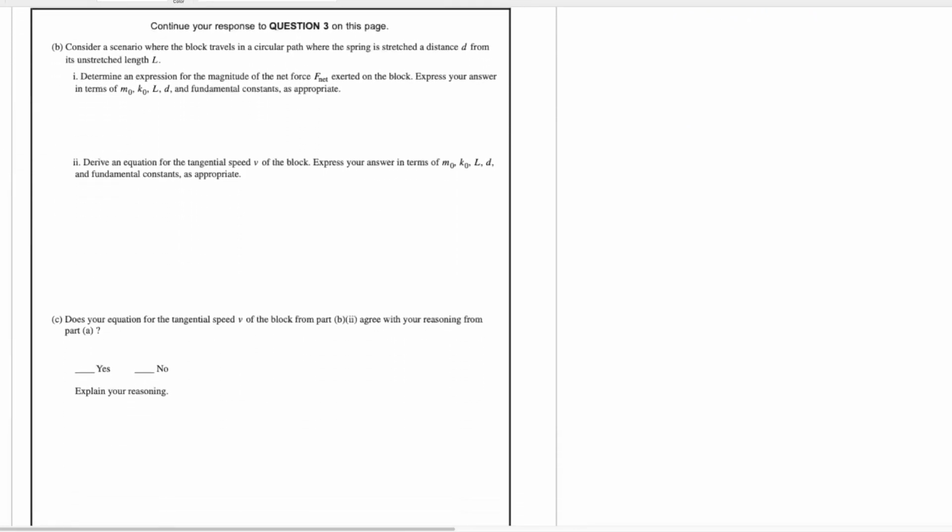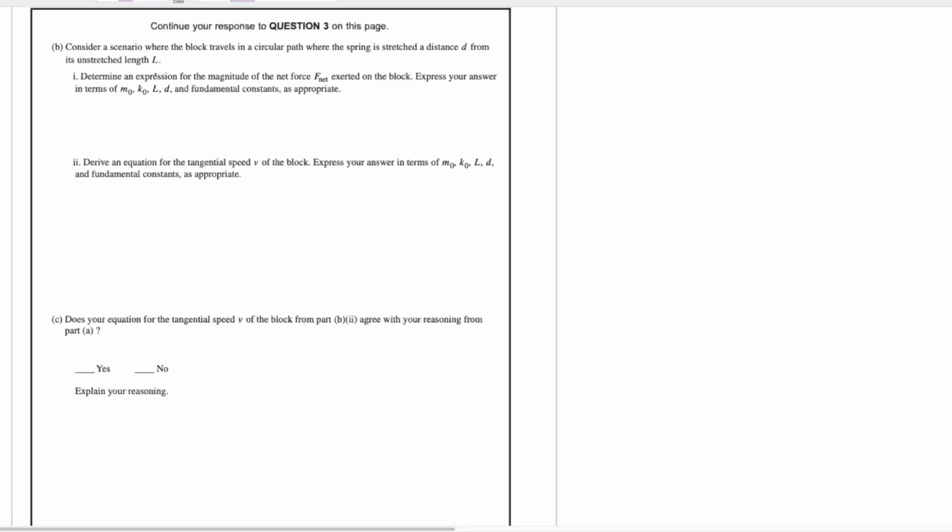Question B. Consider a scenario where the block travels a circular path where the spring is stretched the distance d from its unstretched length L. Determine an expression for the magnitude of net force F net exerted on block. Express your answer in terms of M naught, K naught, L, D, and the fundamental constant.